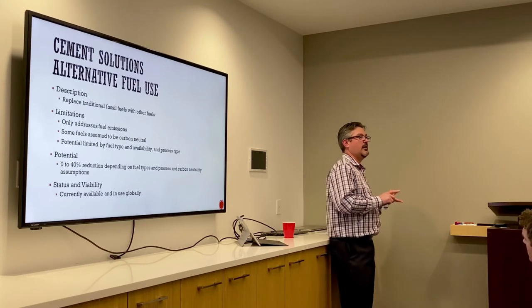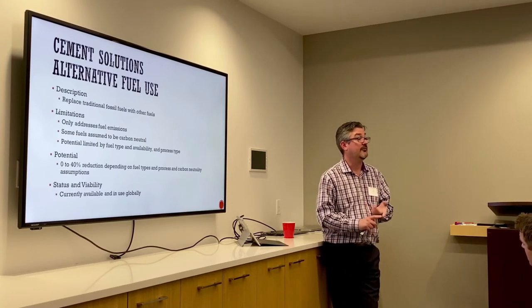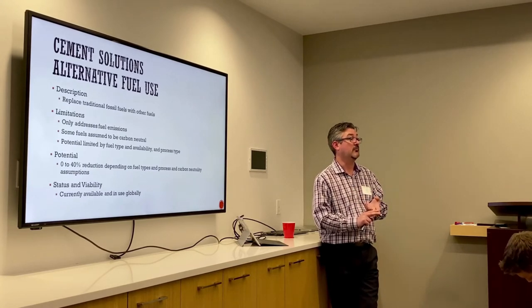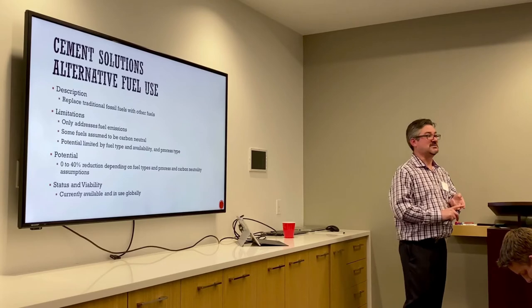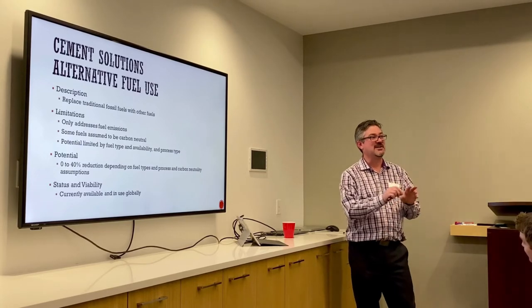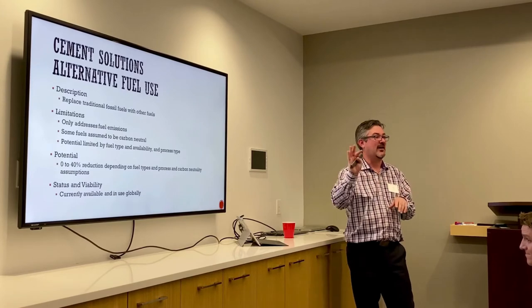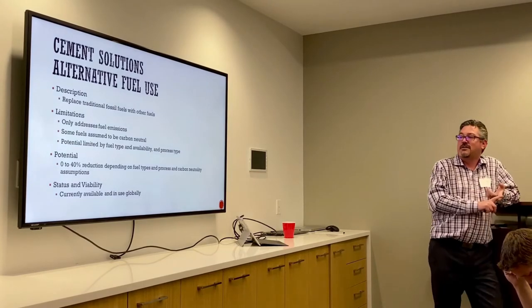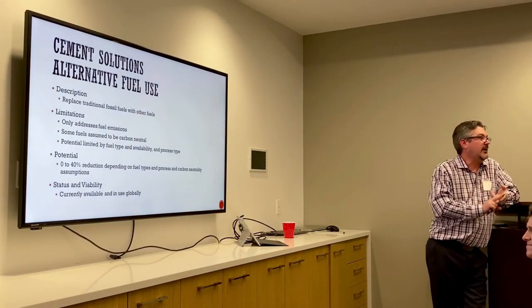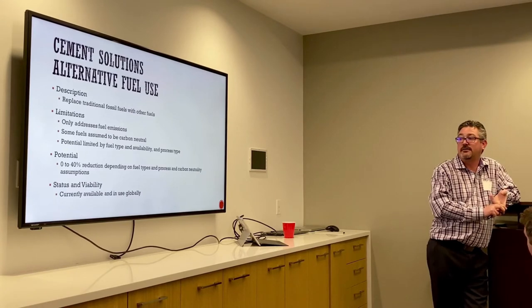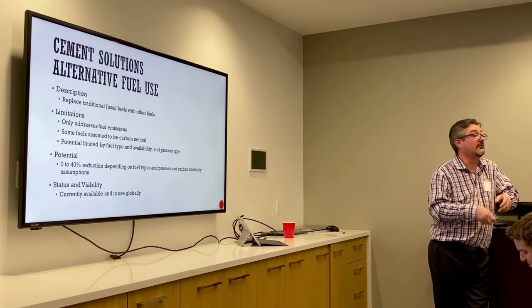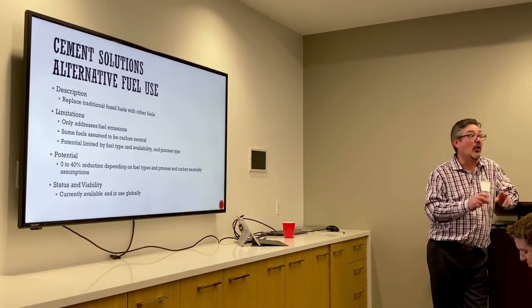Pelletized sewage sludge has been used. In Europe, they use a lot of what we call in the industry MBM, which is meat and bone meal, so basically ground up animals, which was actually great during the mad cow crisis in the UK. Pelletized sewage sludge is used. Any wood fibers, those sorts of things. Almost anything that will burn has been used as a fuel for cement manufacturing.